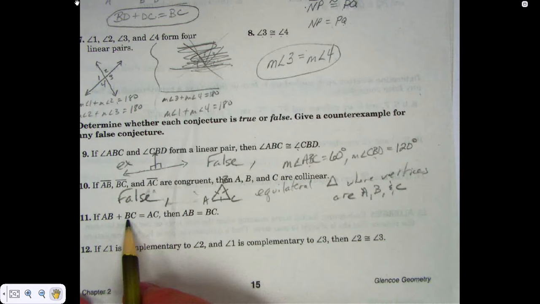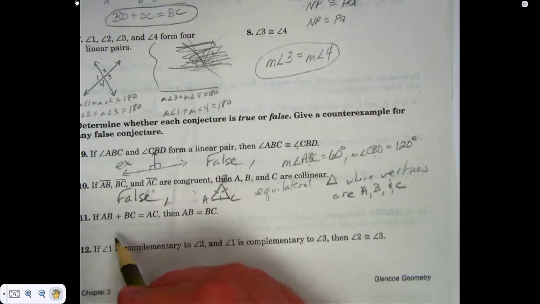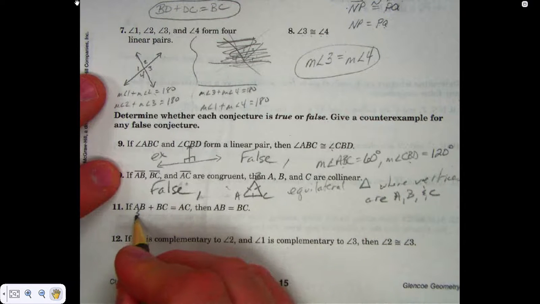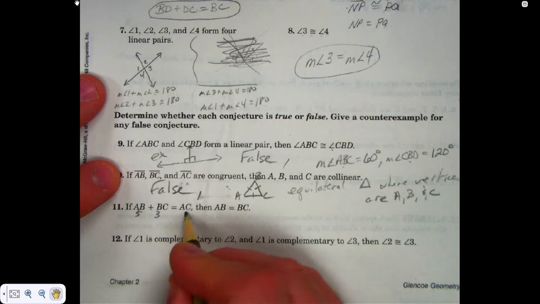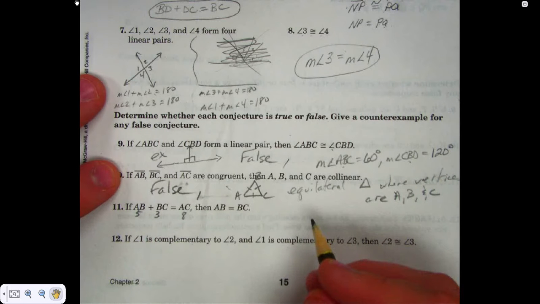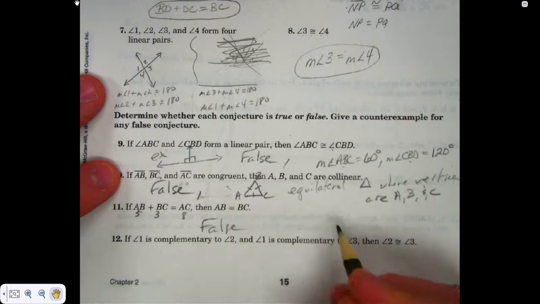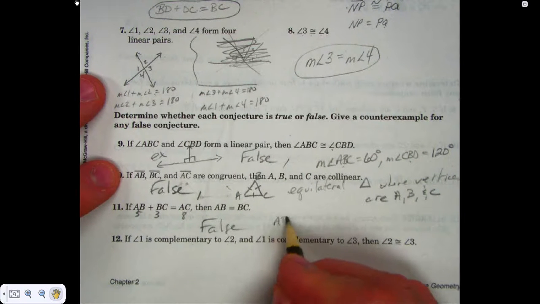What about here? Is this false or true? Number 11. Hey, you know what you can do? You could make this 5, this 3. What does that make that? 8. Are AB and BC equal? They're not. So our statement is what? If AB equals 5 and BC equals 3, AC is equal to 8.